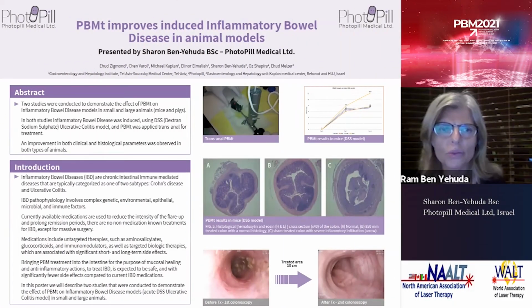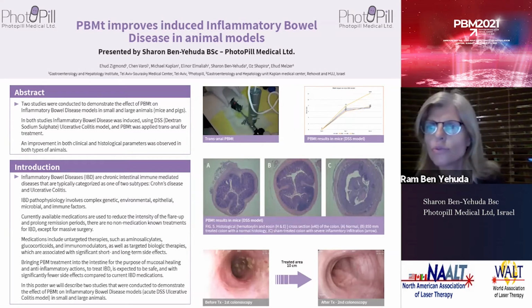My name is Sharon Ben Yehuda, and I will present to you today two studies that were conducted to demonstrate the effect of PBMT on inflammatory bowel disease models in small and large animals, mice and pigs. In both studies, inflammatory bowel disease was induced using dextran sodium sulfate, DSS, in the drinking water of the animals, and it creates an ulcerative colitis model, and PBMT was applied transanally for treatment.